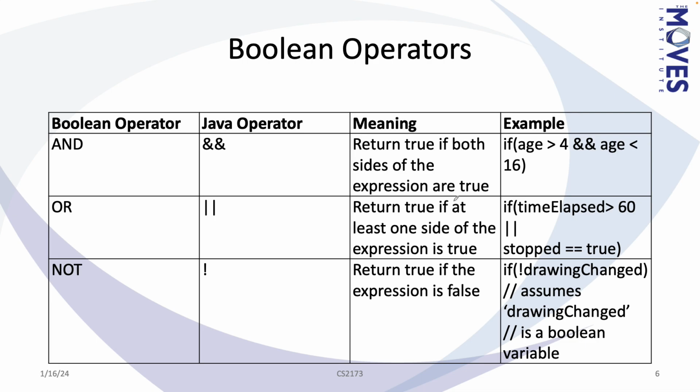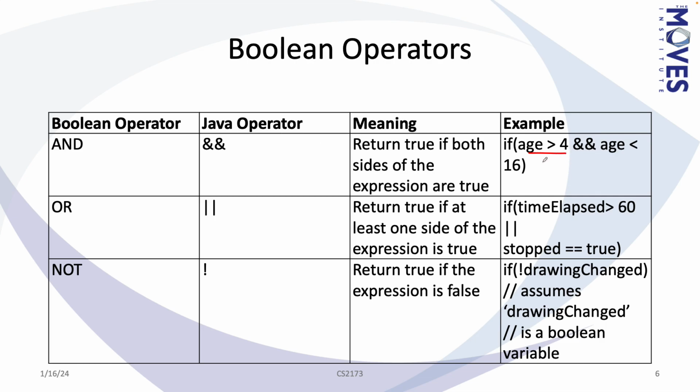Now, we can operate on Boolean expressions. So each of those comparisons, like age bigger than 4, evaluates to a Boolean. It evaluates to either true or false. And unlike in C, where they decided that 0 was going to be false and non-zero was going to be true. It seemed like a good idea at the time, and it was a terrible idea. So Java fixed that.